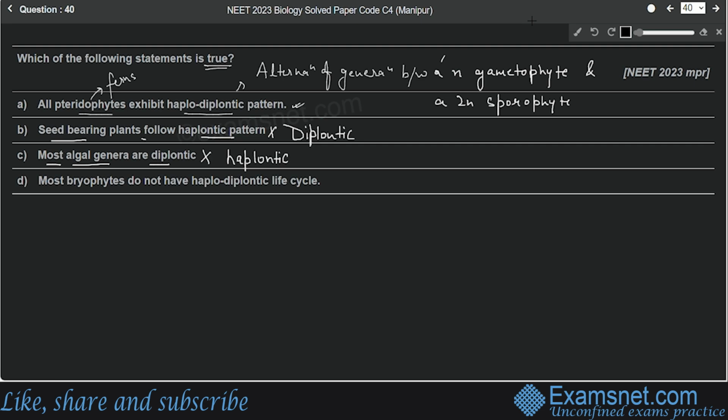Okay, that means gametophyte is the dominant stage here. Then the last statement is most bryophytes do not have haplodiplontic life cycles. This is incorrect because bryophytes also exhibit haplodiplontic life cycle. Okay, so the only correct statement or the true statement is the first one. So option A will be the correct answer.